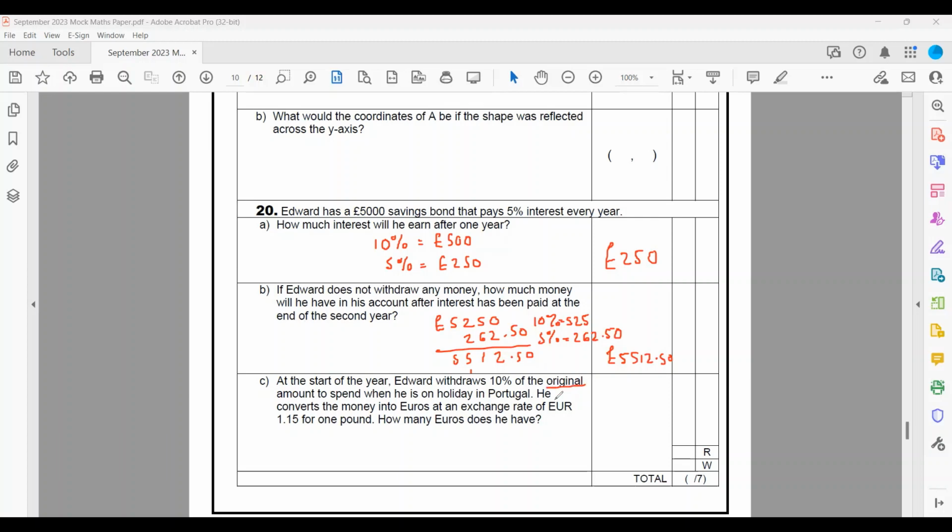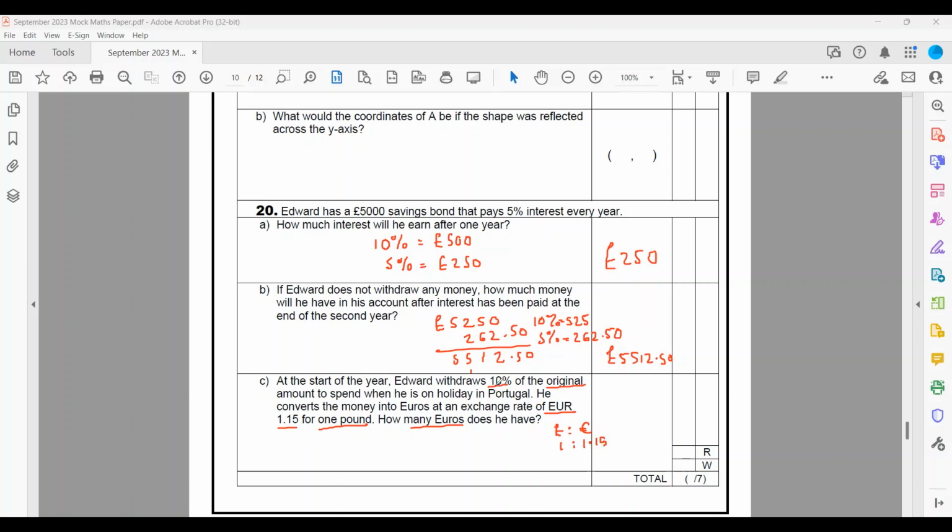Going on to part C, at the start of the year, Edward withdraws 10% of the original amount to spend when he's on holiday in Portugal. He converts the money into euros at an exchange rate of €1.15 for £1. How many euros does he have? If I teach you currency conversions, I teach you to do it as ratio. So we'll do some column headings here. Pounds to euros. £1 is equal to 1.15 euros.